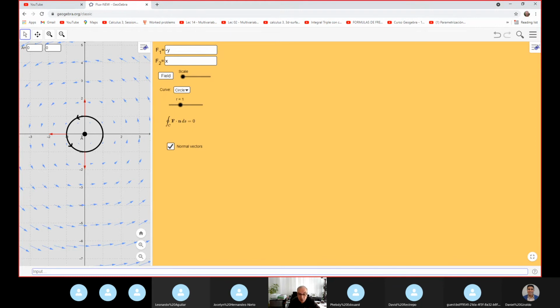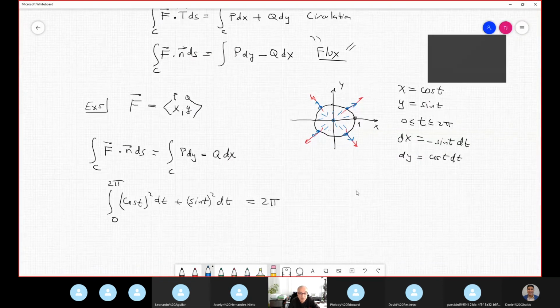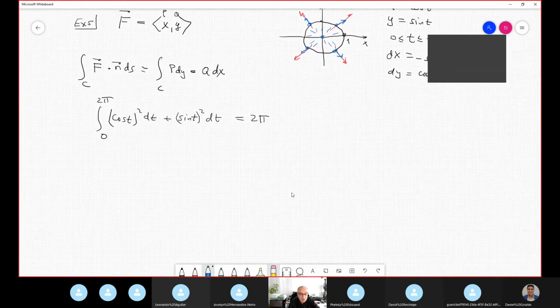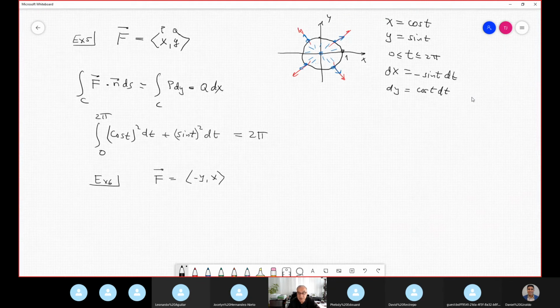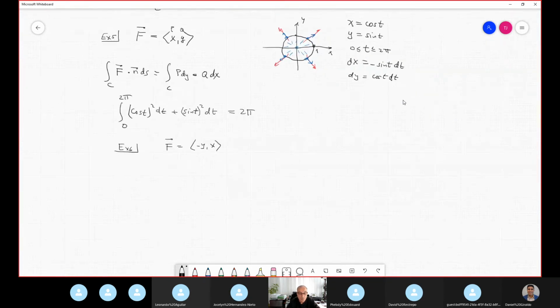Example 6, switch it to the whiteboard. Boom, whiteboard. In example 6, I want to compute the flux integral, but for a different vector field. The vector field is the hurricane vector field, which is minus y, x. I don't want to do the parameterization again because it's exactly the same. The parameterization depends on the curve, not the vector field.